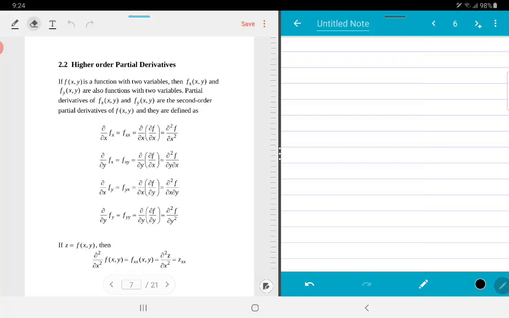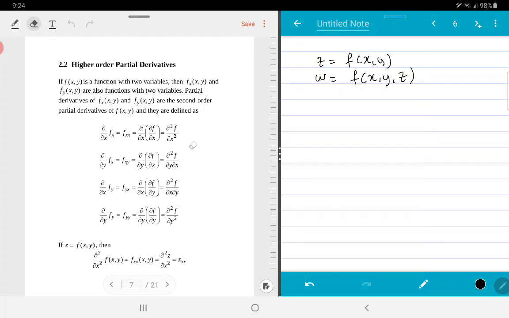Today's topic is on higher order partial derivatives. Okay, let's say you're given a function with two independent variables, let's say z is f of x, y, or a function with three independent variables, let's say w is f of x, y, z. Then when you differentiate these functions, you get partial derivative. If you differentiate the functions more than once, then you have higher order partial derivatives.